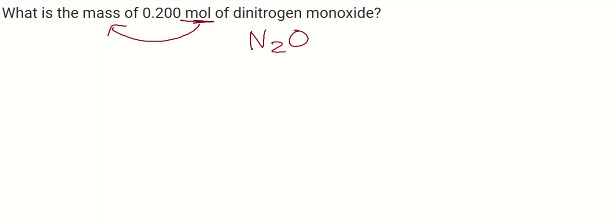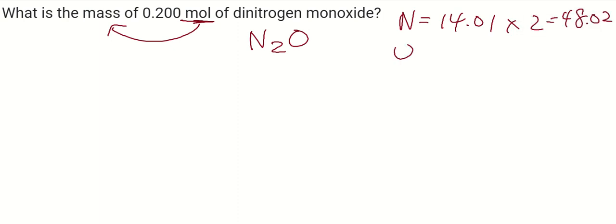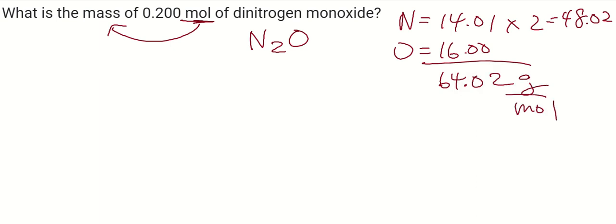We need 3 sig figs, though. I'll go out to 4 digits. All right, nitrogen, we just did this, so 14.01 times 2, 28.02. Oxygen is 16.00, and there's only one of them, so let's add them up. 44.02 grams per mole is the molar mass for dinitrogen monoxide.